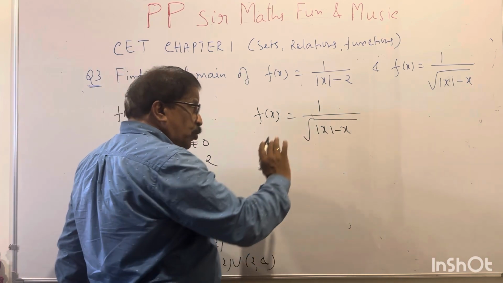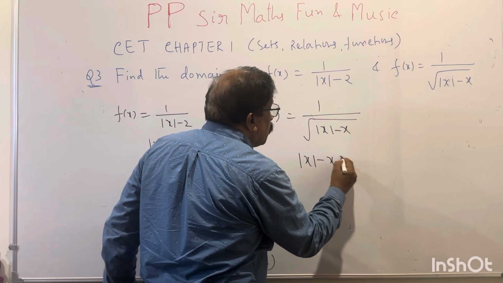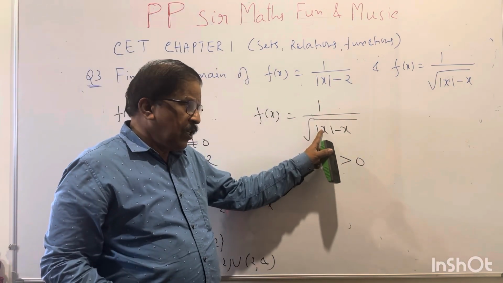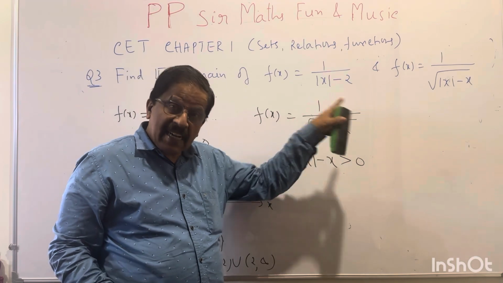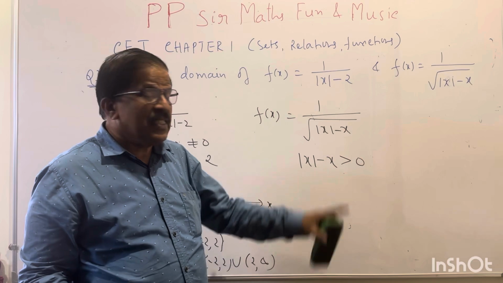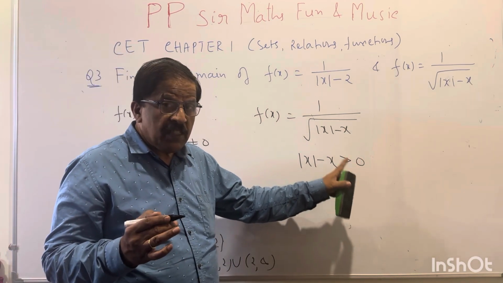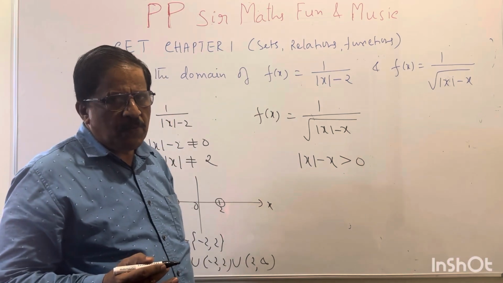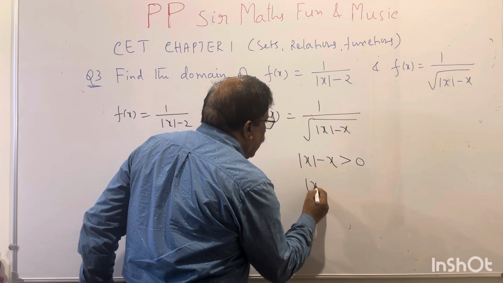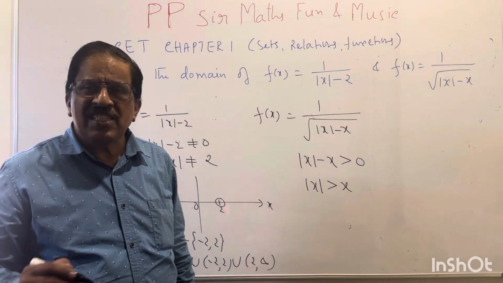So what I say, it should be greater than 0. So I can say mod x minus x should be greater than 0. This should not be equal to 0 since it is in the denominator, but since it is under a radical sign, it should be greater than 0, correct? Mod x minus x is strictly greater than 0. You can't take even equal to 0. Strictly greater than 0. I think you understood this. This means mod x is strictly greater than x.